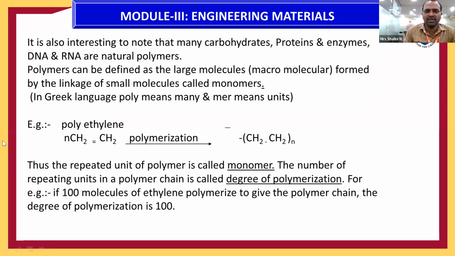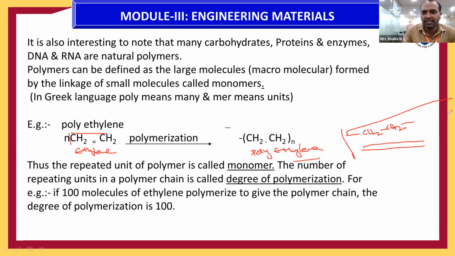This is a polymer example we already just discussed. This is the ethylene molecule. The ethylene molecule undergoes polymerization to form polyethylene. In this, the repeated unit of the polymer is called the monomer. Which is called the monomer? The ethylene molecule is there. The repeating unit, that monomer, is CH2. Is that right or wrong? So this is called the monomer.